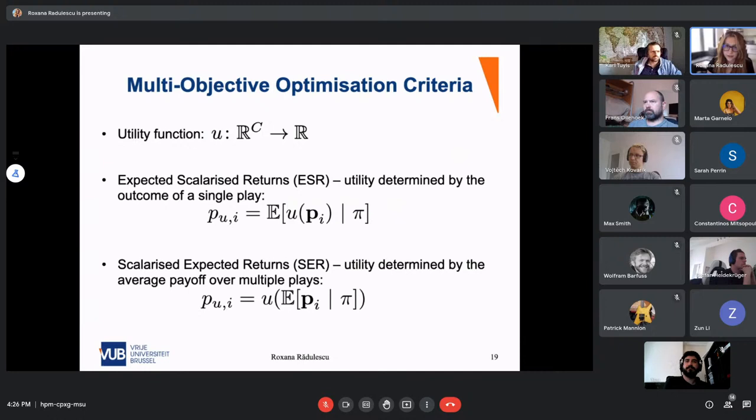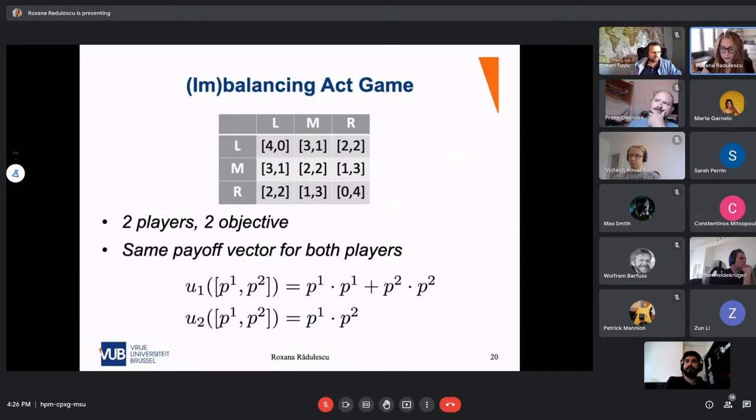To this end, we have introduced a few multi-objective normal form games. I will discuss perhaps two of them because they really present some interesting properties that allow us to show a lot of things. For example, let us look at what we call the imbalancing act game. It's a two-player, two objectives and three action game. The actions are left, middle, right, and the agents receive the same vectorial payoff when executing an action. So if they choose left middle, each of them will get the vectorial payoff 3-1.